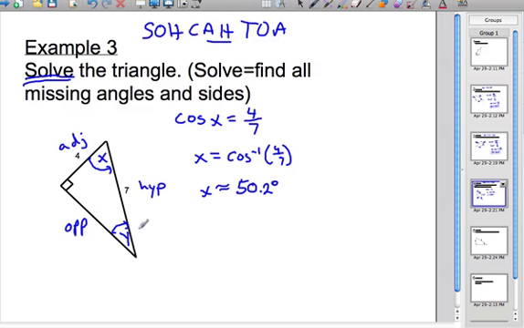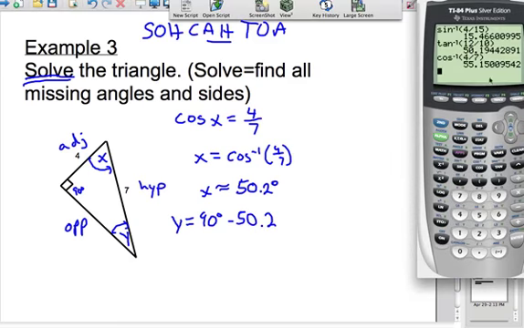But actually we don't need to, because this angle over here is 90 degrees. So that means there's 90 degrees left for the other two angles. So to get y, we could just do y equals 90 degrees minus 50.2. Or on your calculator, if you've got this answer here already, I can do 90 minus, and second function, answer. So 90 minus 55.2, which I have there, which gives me this answer.